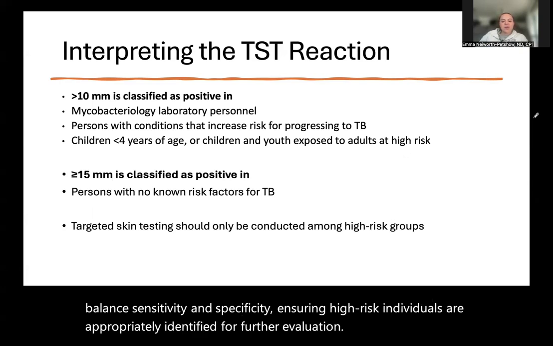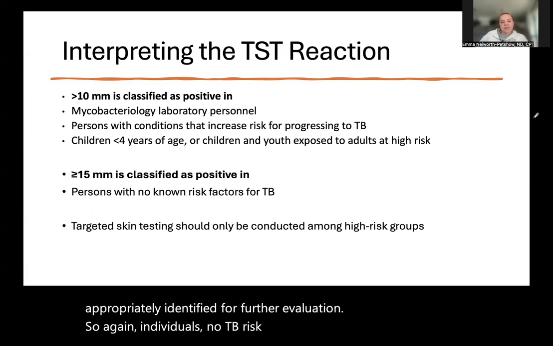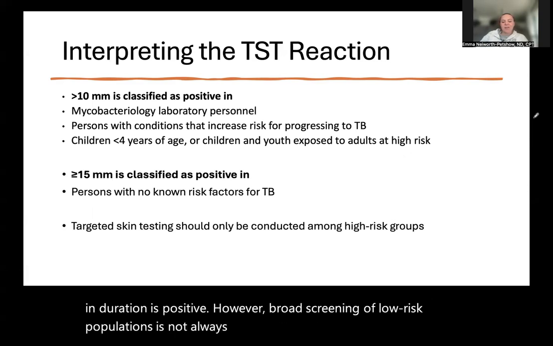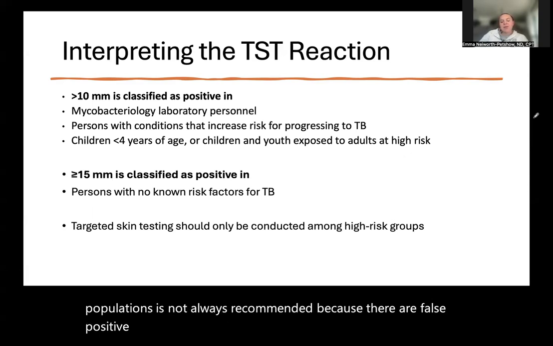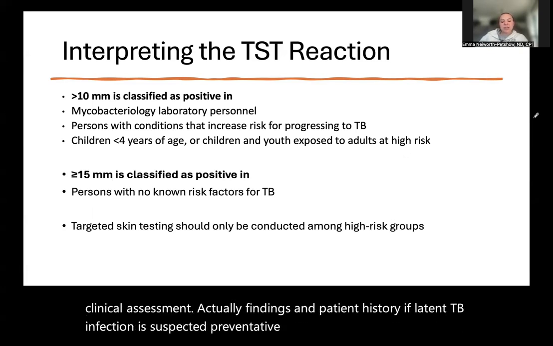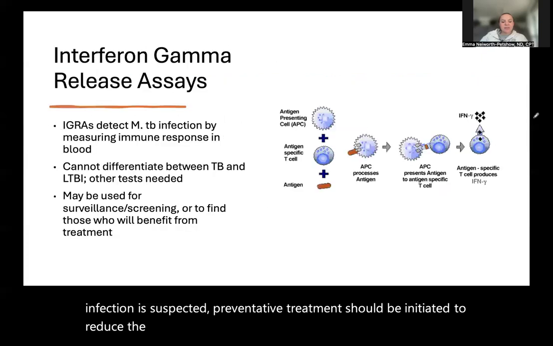So again, for individuals with no TB risk factors, greater than 15 millimeters of induration is positive. However, broad screening of low-risk populations is not always recommended because there are false positive scenarios. You always want to combine a TST result with a clinical assessment, X-ray findings, and patient history. If latent TB infection is suspected, preventative treatment should be initiated to reduce the risk of reactivation.